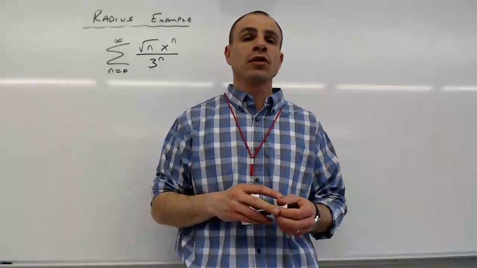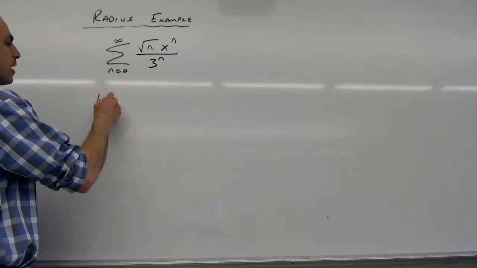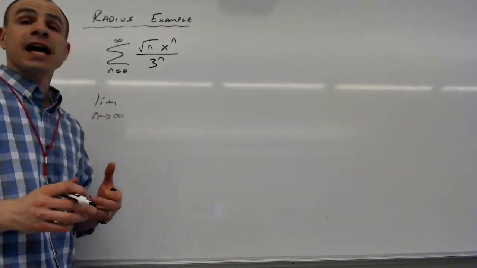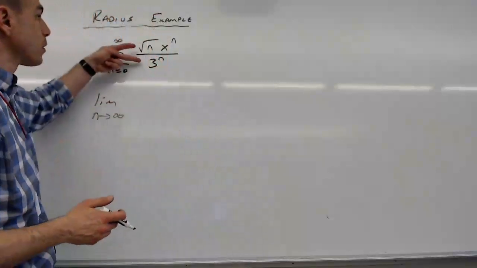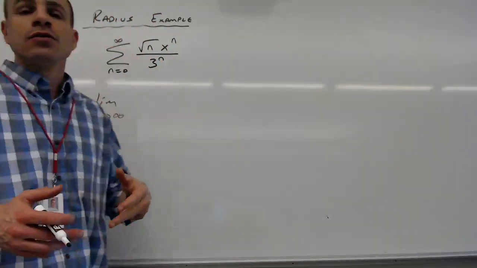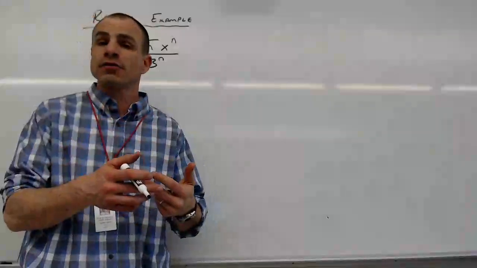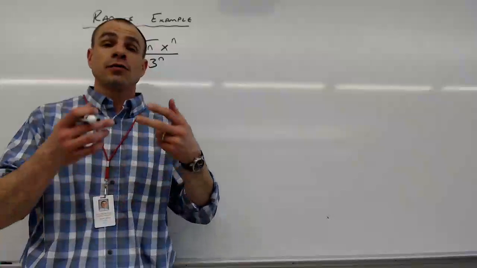So what's going on? Let's set up our ratio test. We have the limit as n approaches infinity, and remember we're going to divide our n plus 1th term by our nth term. Keeping in mind that both of our terms have fractions themselves, because we're dividing by a fraction, we're really multiplying by the reciprocal, just like we did with the ratio test in earlier videos. So I'm going to set that up right away.